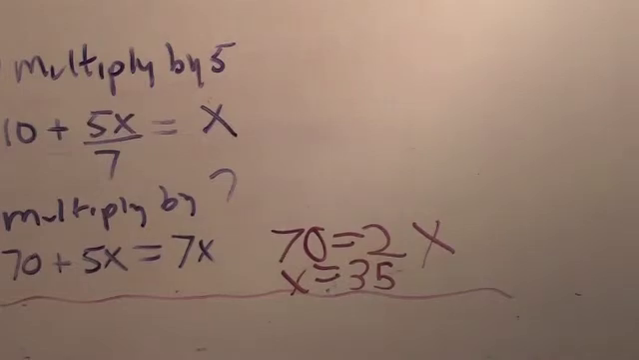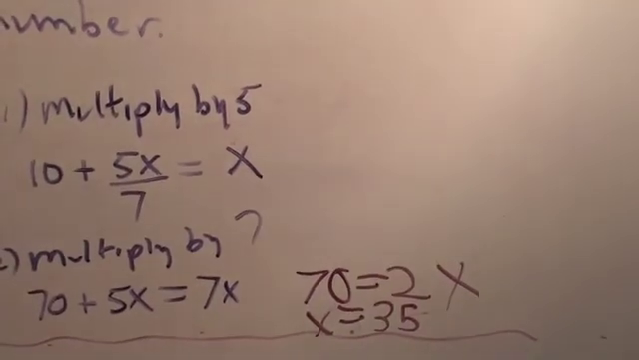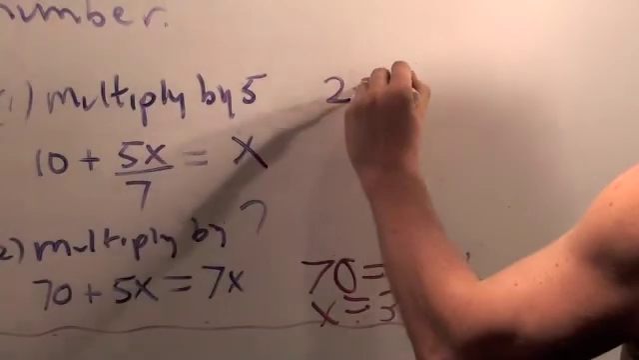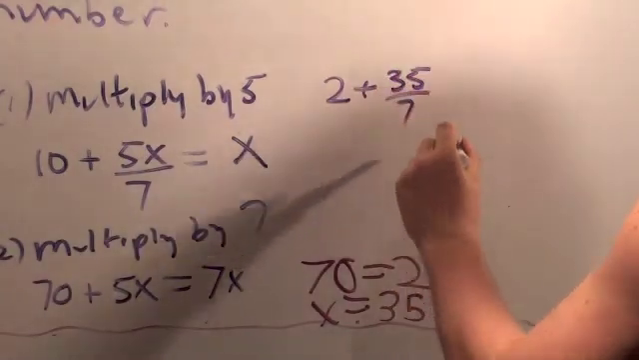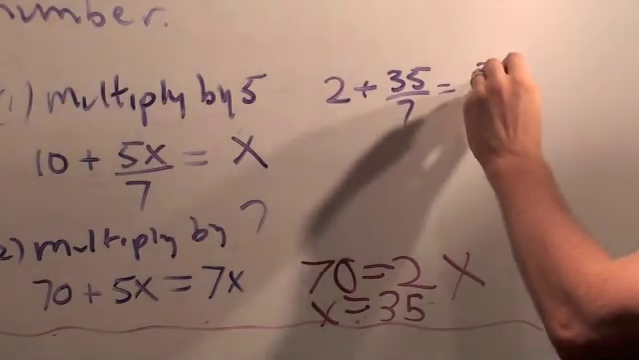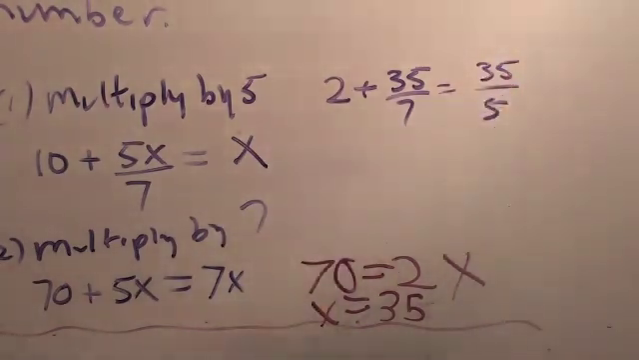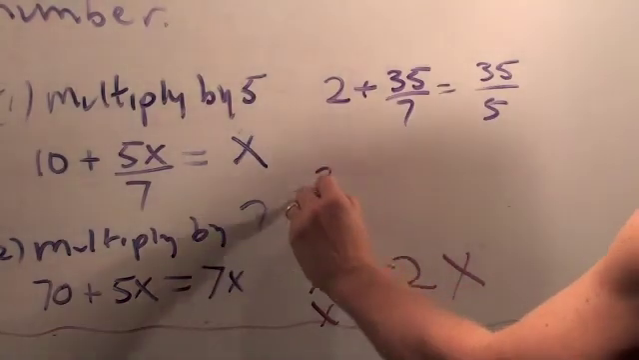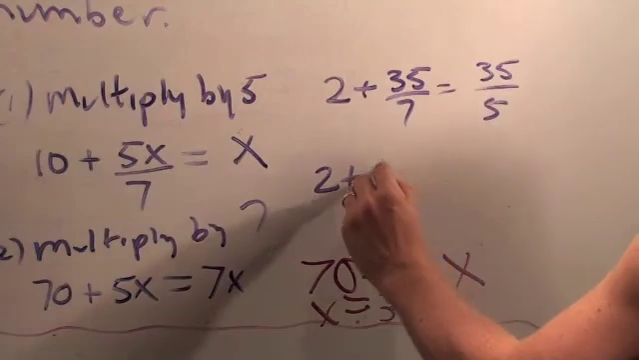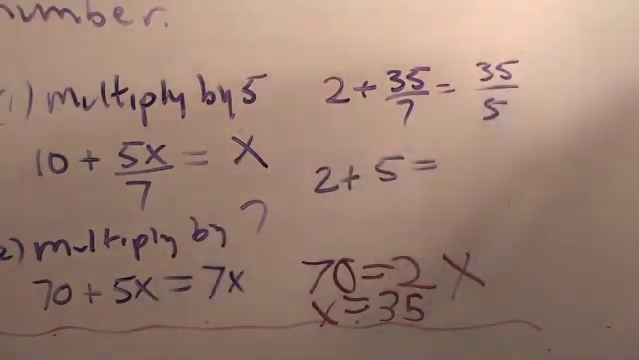Let's make sure that works. That's a great idea. So, our original equation says 2 plus a seventh of 35, 35 over 7, is 35 divided by 5. So let's see if that's true. 2 plus, what's 35 divided by 7? Is 5. And what's 35 divided by 5? 7. So does 2 plus 5 equal 7? Obviously, yes.